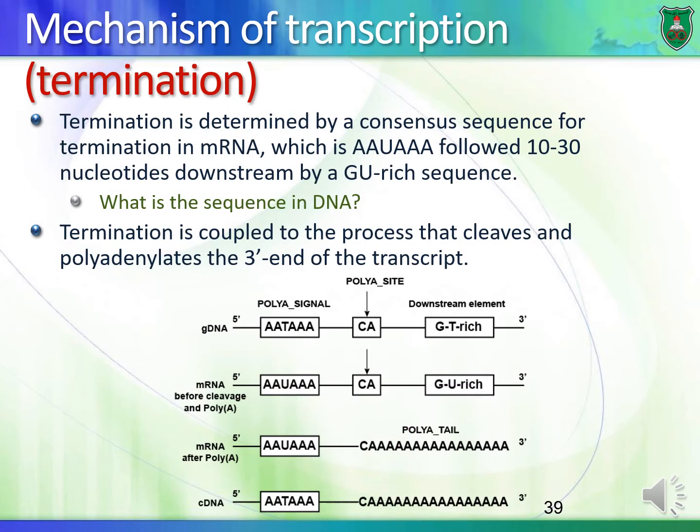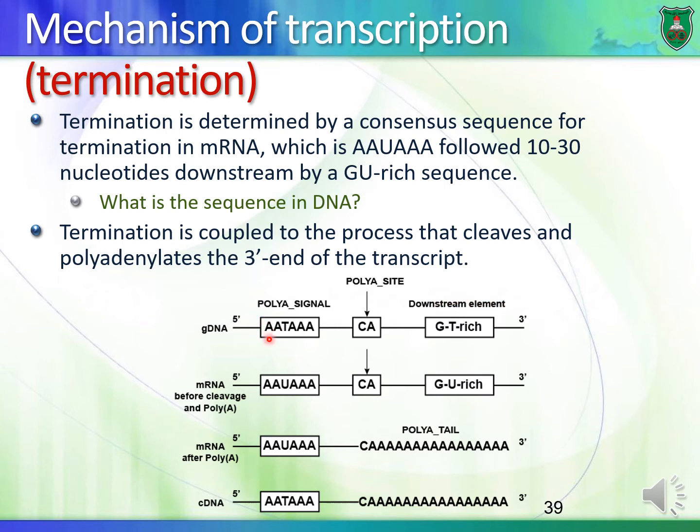Now, so synthesis goes on until we get to the termination sequence. The termination sequence in human genome for human cells is basically a sequence of AATAAA, followed by a CA, followed by a GT-rich sequence. This is known as the poly-A signal. Okay, so once you have synthesis, so that's in the genomic DNA. Of course, it's the complementary strand that is synthesized.